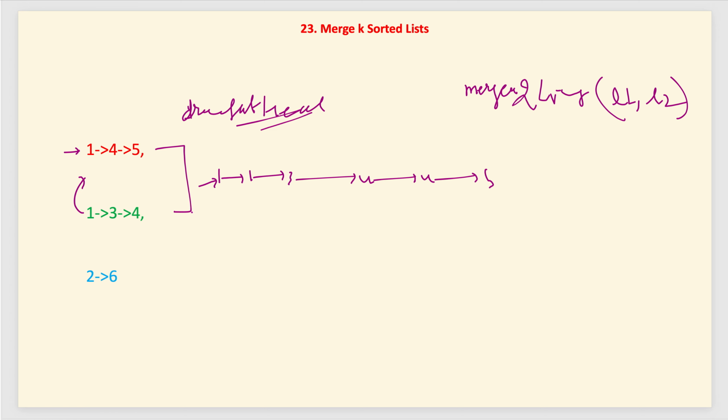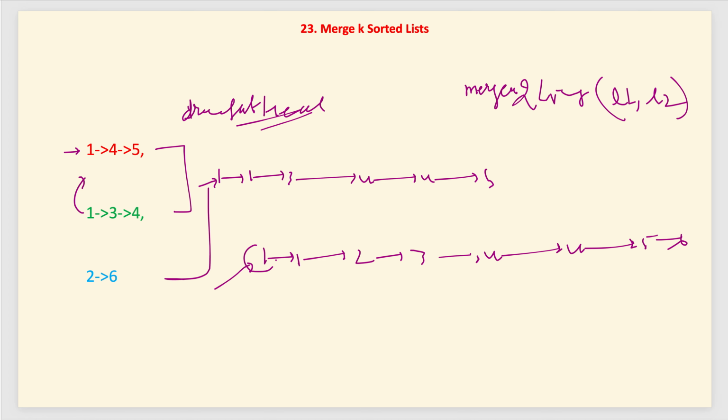Once we merge two lists, we will take this as a new list and merge it with the remaining list. So now we will merge it: 1, 1, 2, 3, 4, 4, 5 and 6. Once we have created this new list, this is the head of our new list and we will return it. So how will we merge two lists?